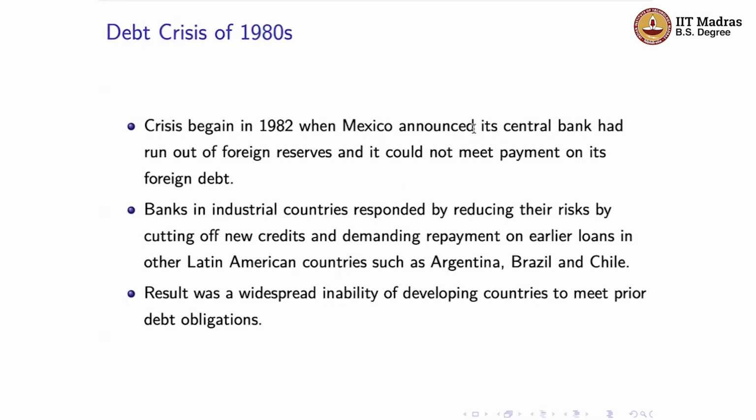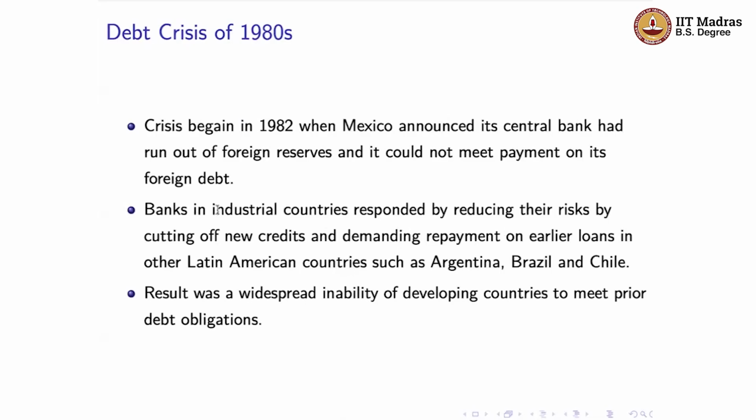The country announced that there was no longer enough foreign reserves to meet payments on its foreign debt, right? As a result, the banks in the industrial countries responded by reducing their risk, cutting off new loans that they were supposed to give. And they started demanding repayment on earlier loans, not only in Mexico, but also in other countries in which they feared that these countries may also default, right? So in other Latin American countries such as Argentina, Brazil, and Chile, they also started asking for repayment, right?